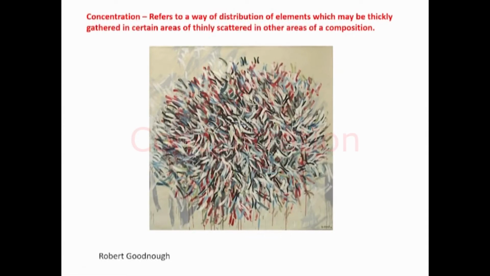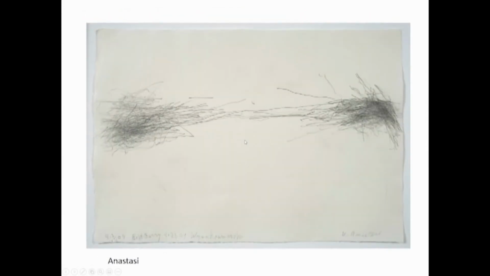And then concentration refers to a way of distribution of elements which may be thickly gathered in certain areas or thinly scattered. This is a gathering of just marks that Robert Goodnough is making here, this gathering of the marks into the center of the composition. Here Anastasi's pulled the marks to the outside of this composition. Maybe this makes sense. Maybe this tension is something that you want to convey in your composition.